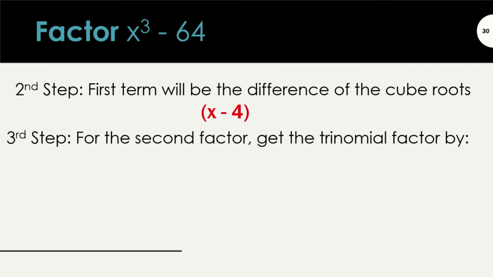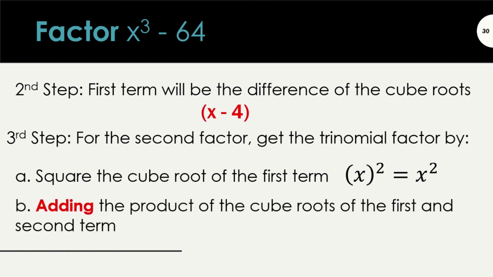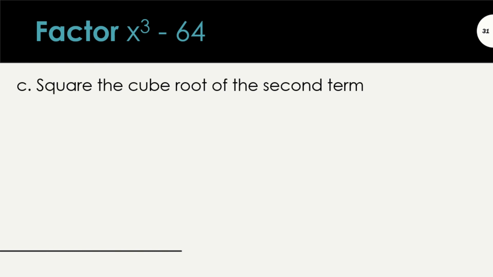Third step, for the second factor, get the trinomial factor by squaring the cube root of the first term. So, yung x natin is square natin. So, we have x squared. Then, B, adding the product of the cube roots of the first and second term. So, we have here x times 4, we have 4x. Next is C, square the cube root of the second term. Second term is 4, in-square natin, so we have 16.